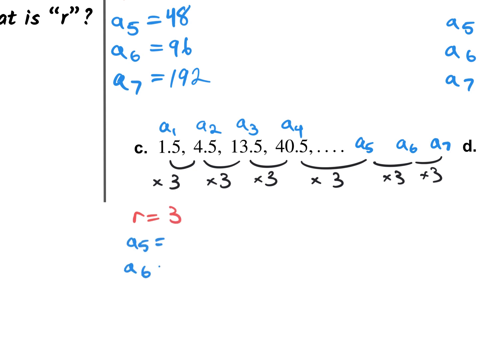The common ratio tells us that we are multiplying to get to further steps. So we'll take 40.5 and multiply it by 3. That'll give us 121.5. We'll take that number, 121.5, and multiply it by 3 to get 364.5, and then one more time to get 1093.5.